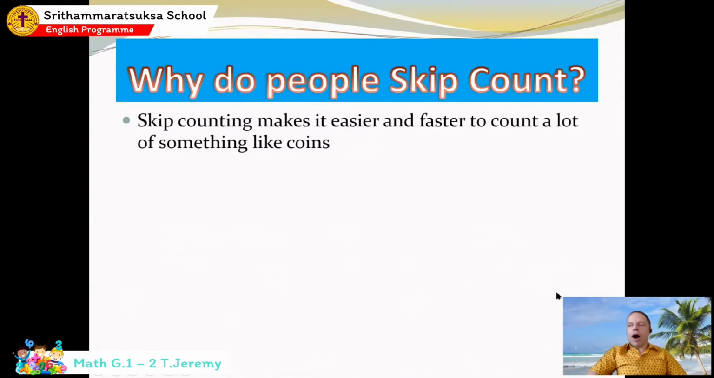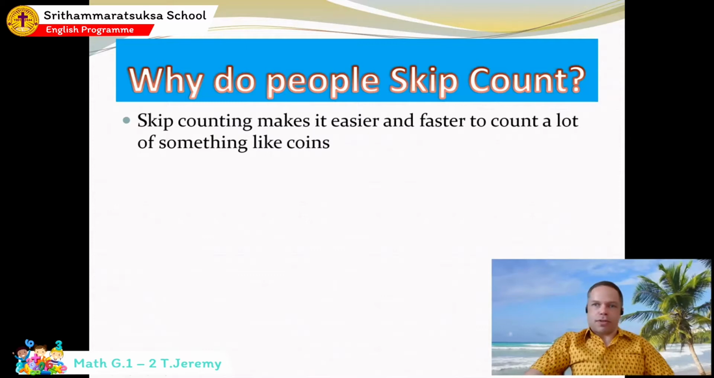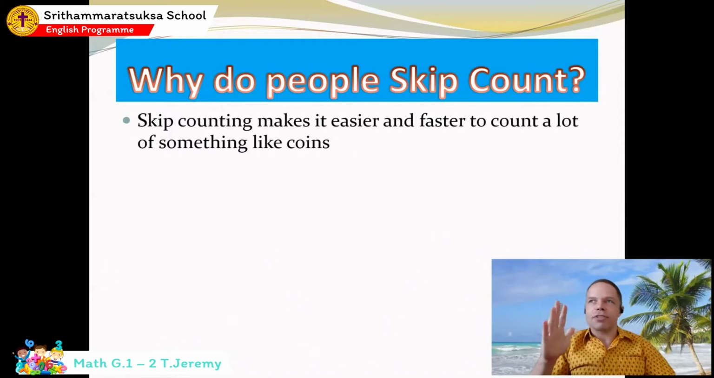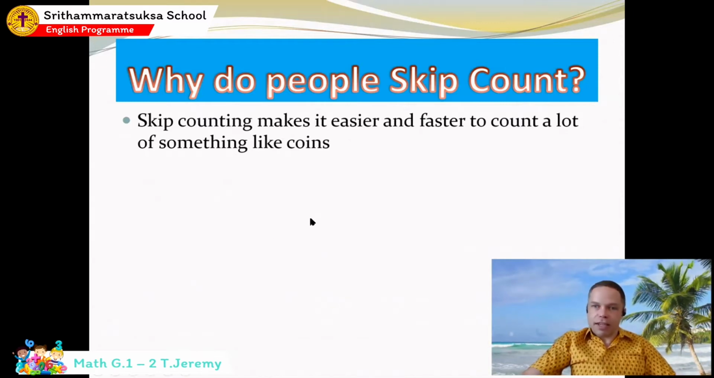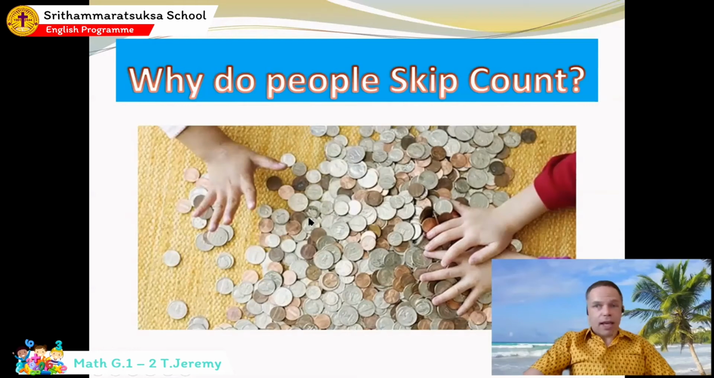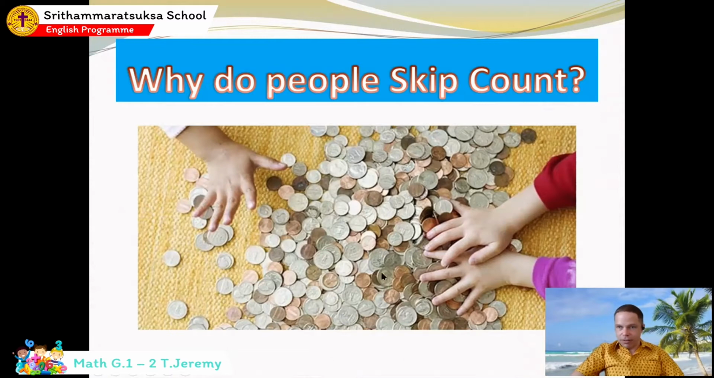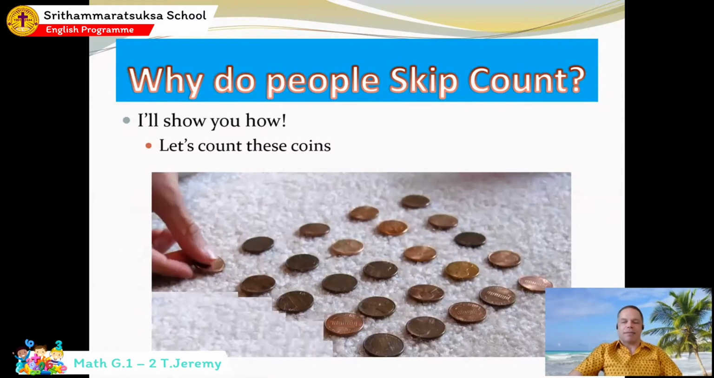So, why do people skip count? You might wonder why we can't just count 1, 2, 3, 4, 5, 6, 7, 8, 9, 10 all the time. Why do we have to skip count? Well, skip counting makes it easier and faster if you have to count a lot of things. Example is coins. If I had to count all of these coins by counting 1, 2, 3, 4, 5, it would take a long time, maybe all day.